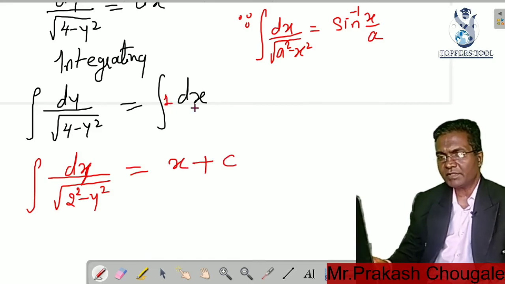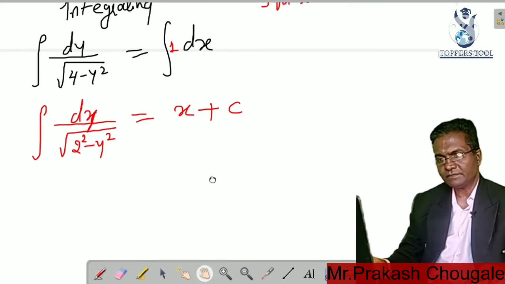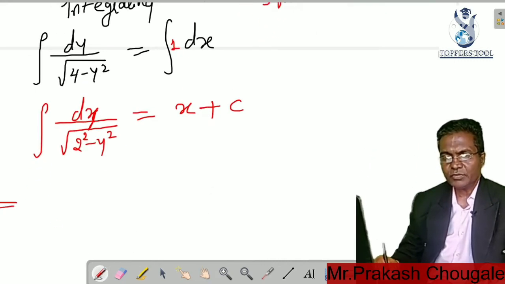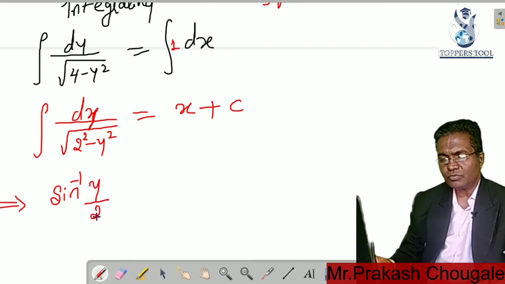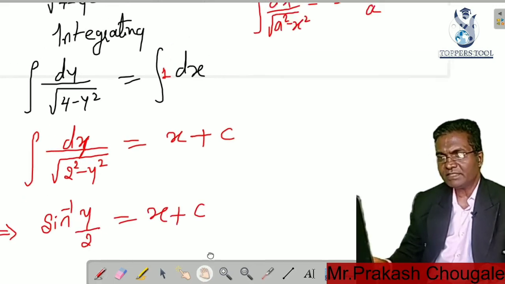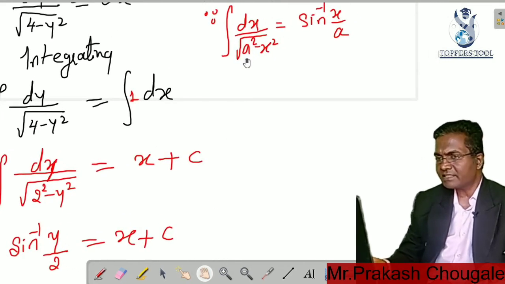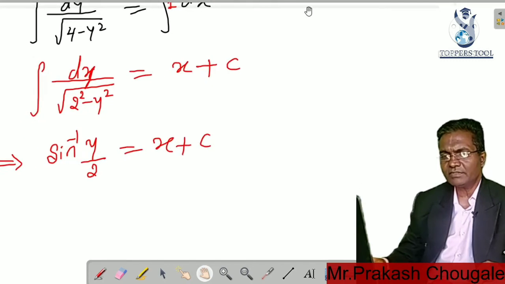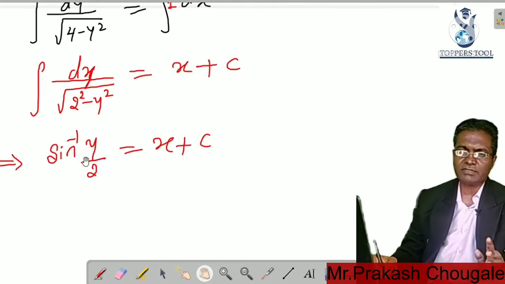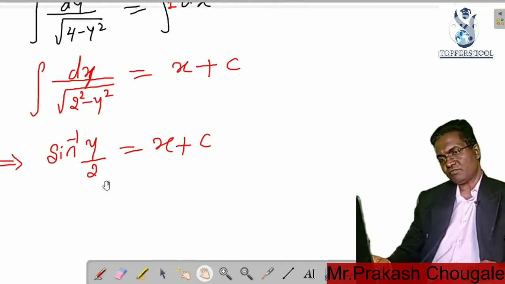Integration of 1 with respect to x is x. So using that relation, it is sine inverse of y by 2 equals x plus c. Please remember this: integration of dx by under root a square minus x square is sine inverse x by a. So here we have 2 square minus y square, so it is sine inverse of y by 2.